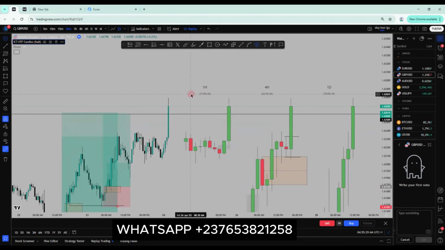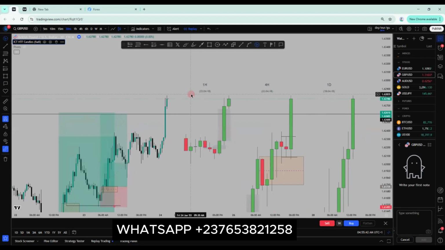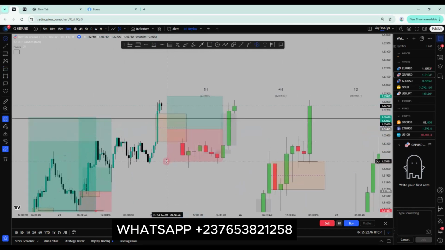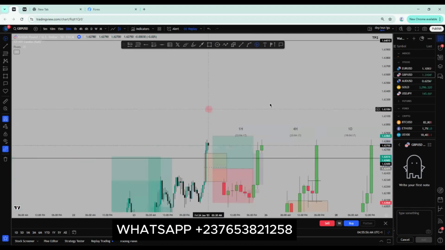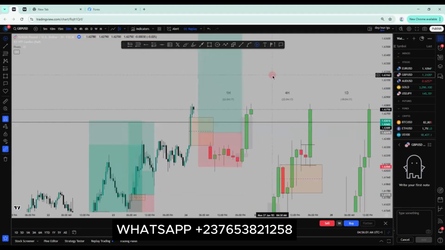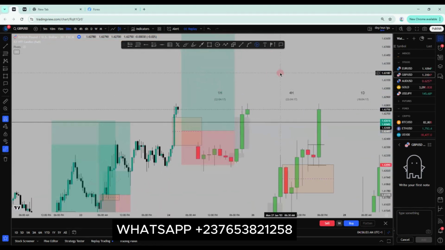Okay, we have a fair value gap here now. It's quite big, so if I want to take a buy from here, I'll be around the 50% with my stops below this swing low here, and then I'll be targeting take profit 2. Okay, something like that.